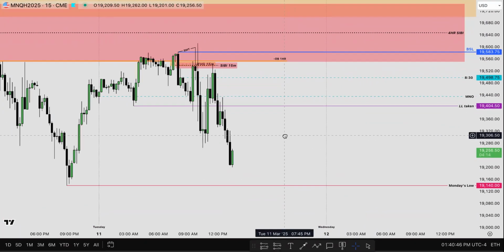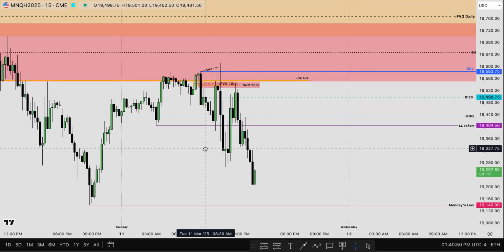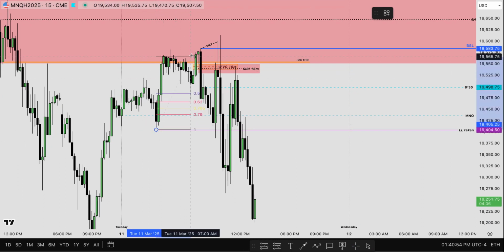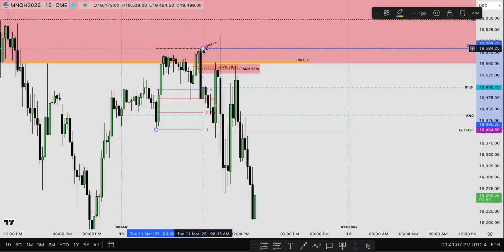Midnight opens, 8:30 opens. So premium PD arrays were already okay. This is the dealing range from high to low. Obviously we're in premium levels, and I was using this high.